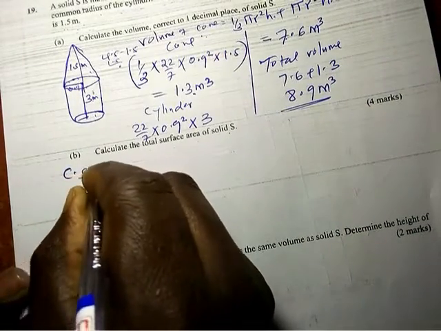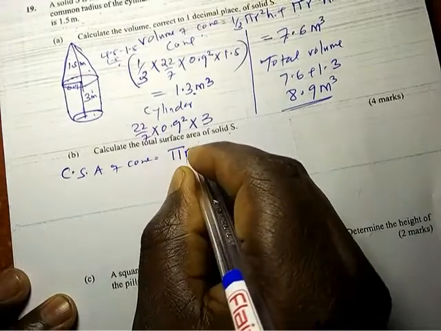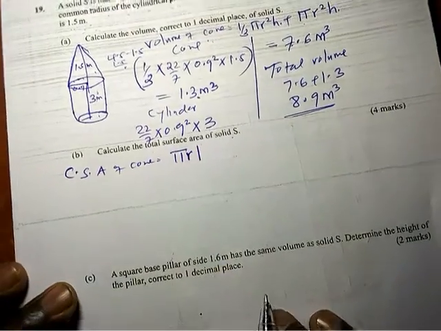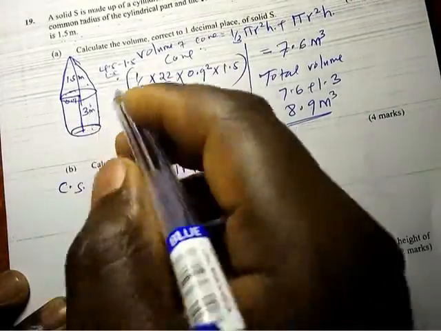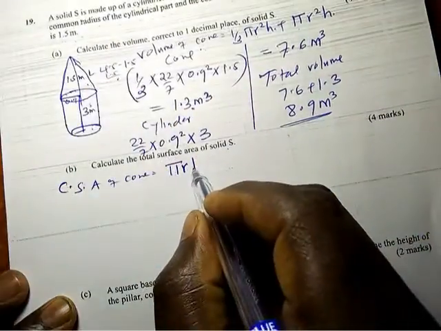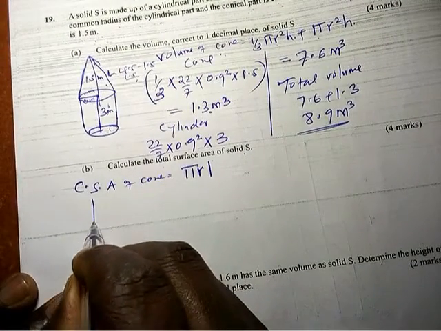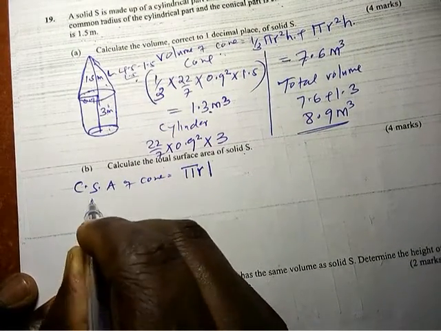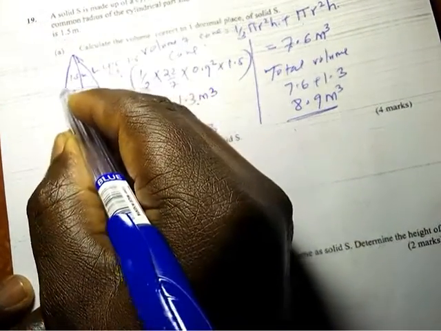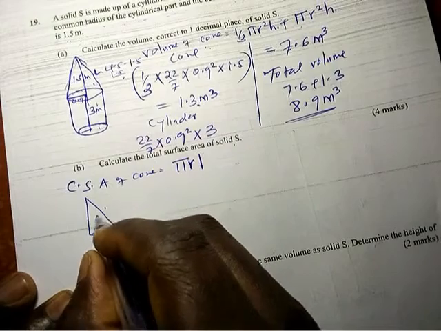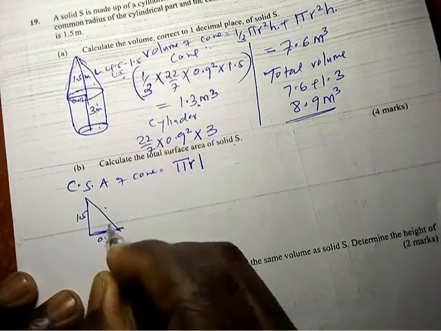Curved surface area of a cone is given by pi r L. So we don't have L here in this cone. We need to get this L so that we use it here. So how do we get it? We remove it like this. The height here is 1.5, and from here is 0.9, so we can get L.